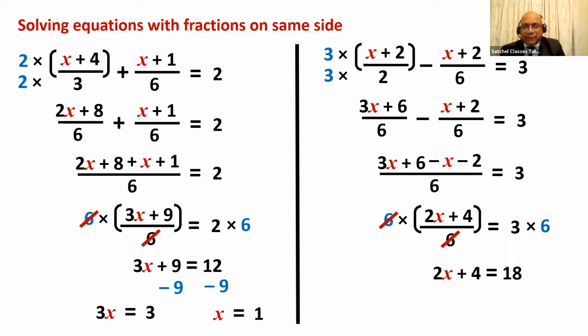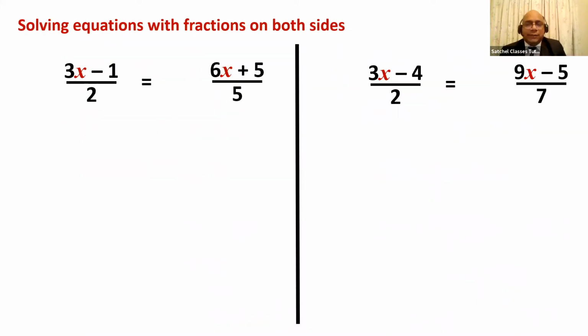Plus 4. Transfer the plus 4 to the right-hand side by doing a minus 4 on both sides of the equation. So we are left with 2x equals 18 minus 4, which is 14. 2x equals 14. Divide by 2 on both sides. You get x equals 7. Right? So even if these equations look complicated, by following some simple principles, you should still be able to get the answers. What if we have fractions on either side of the equal to sign?